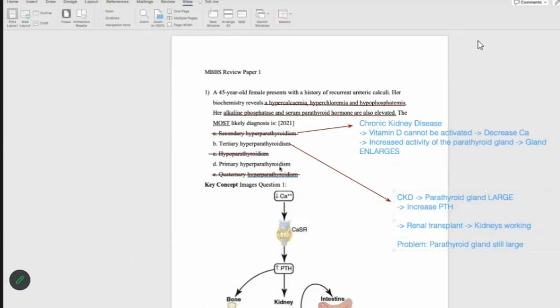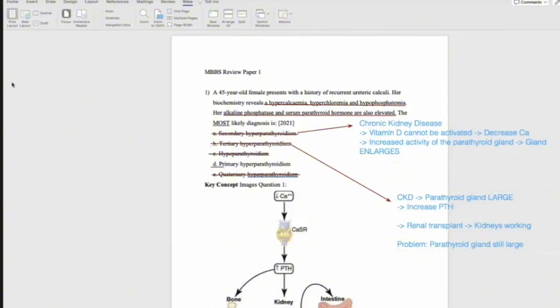So just to recap, primary hyperparathyroidism, parathyroid gland large, and it's because of the parathyroid gland only. Secondary, it's because the parathyroid got enlarged because of a kidney problem. Tertiary is where you fix the kidney problem, but the parathyroid gland is still large and it produces a lot of PTH. So the answer here also cannot be B. So the answer has to be D, as in dog. So answer for this first question, dog, right?